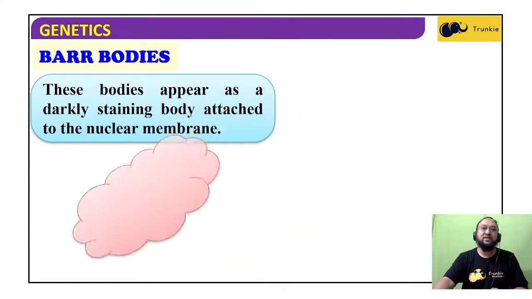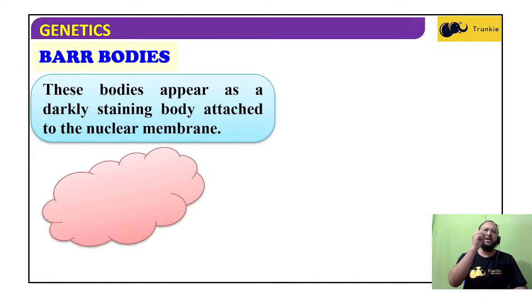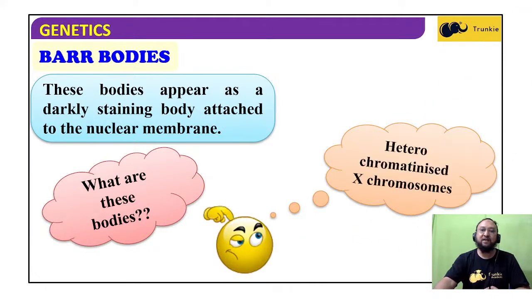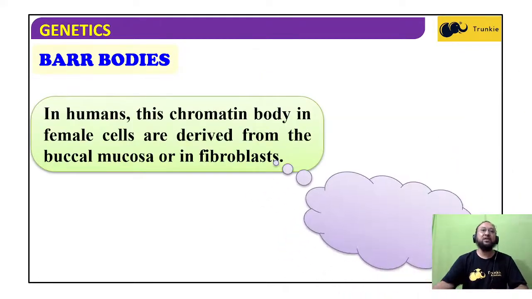These bodies appear as a darkly stained body attached to the nuclear membrane. They were surprised: a darkly stained, easily distinguishable, distinct and prominent structure attached to the nuclear membrane. After research, they came to know that these bodies are the heterochromatinized X chromosome. In humans, this chromatin body in female cells is derived from the buccal mucosa or from fibroblasts. Buccal mucosa means the tissue present in our mouth or buccal cavity.